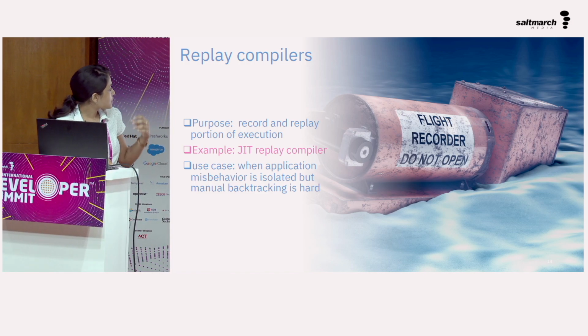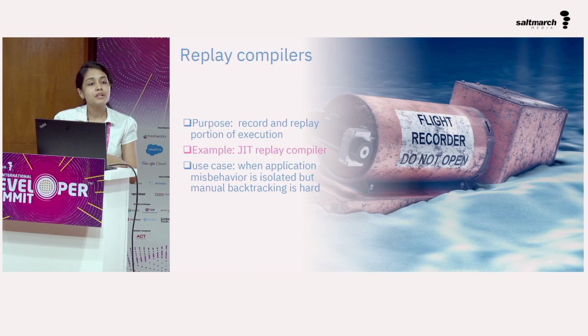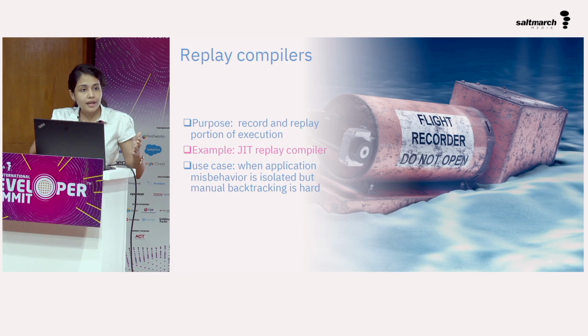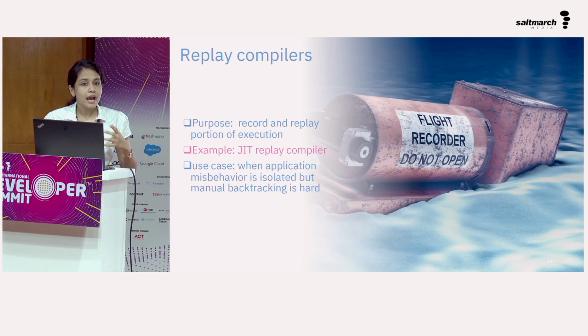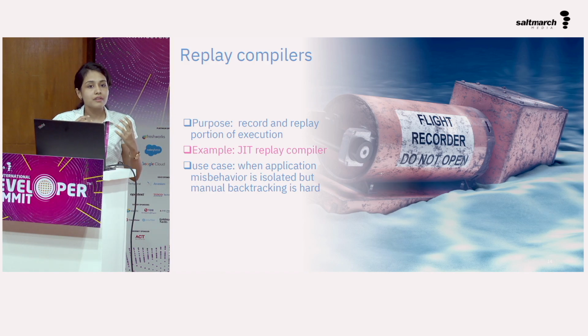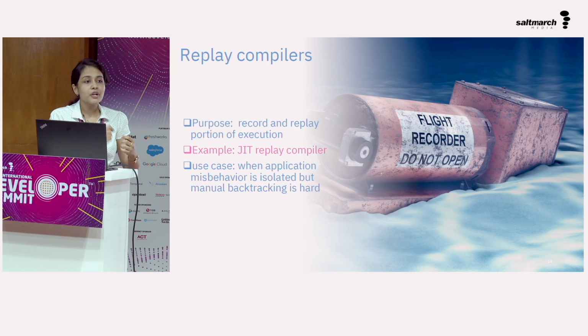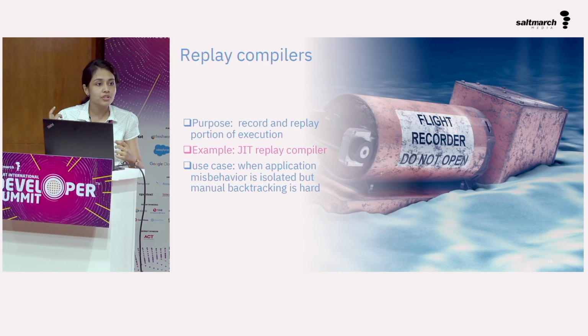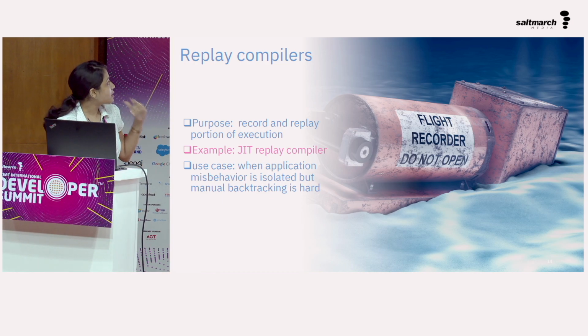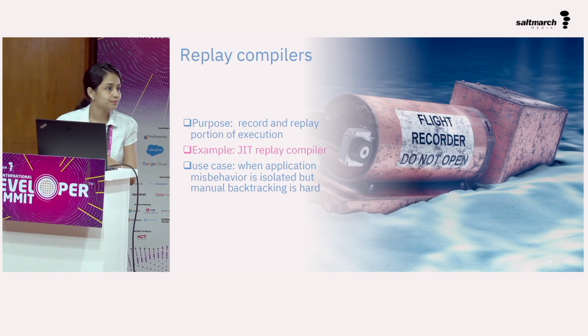So for that, we use the JIT replay compilers. They record the entire execution, and it's as if you were there when it happened. It will give you a complete picture of what went wrong right from the trigger point. So this is mostly useful when the behavior is isolated, that is, there was a particular trigger point from where the issue originated. In such a case, these compilers become very useful.